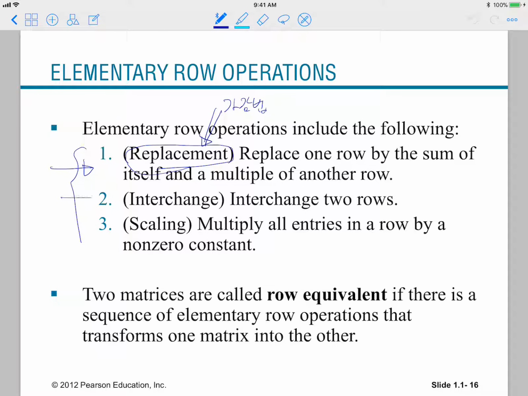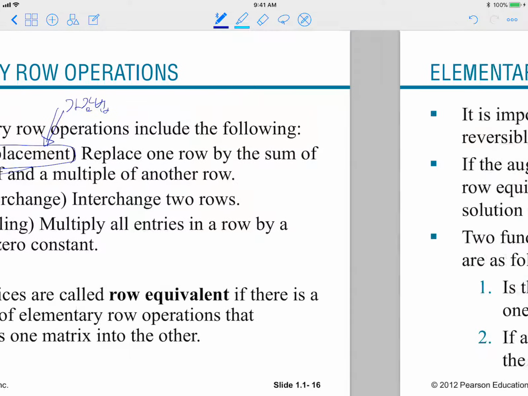And then the second type of operation is a really simple one, which is just interchanging between the equations or rows. So in this case, let me give an example.